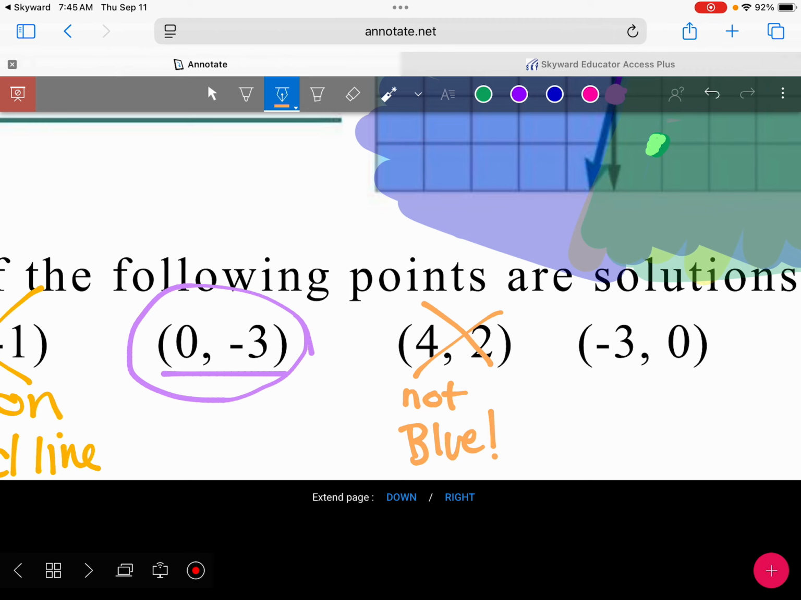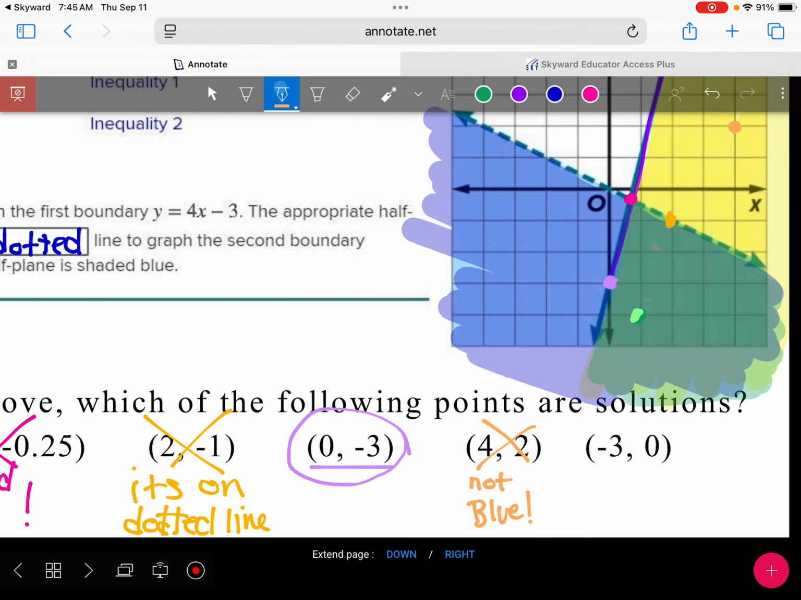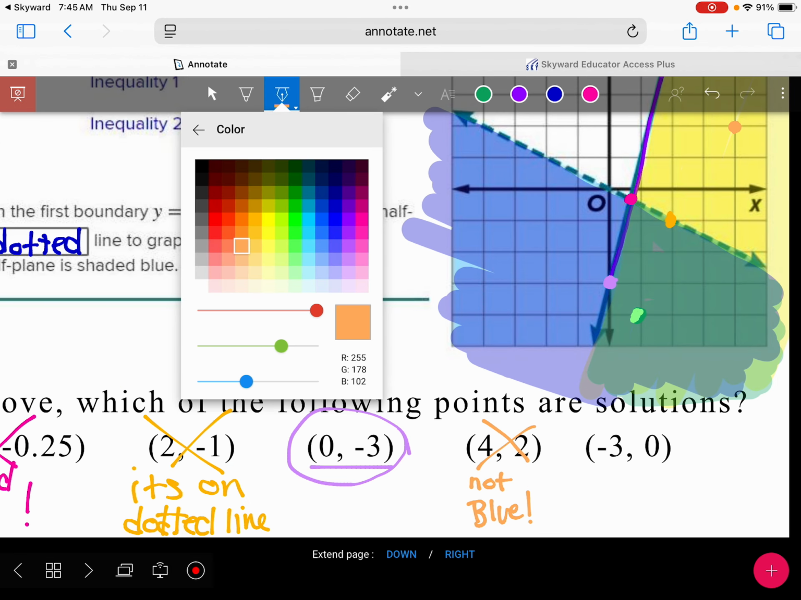You don't have to write descriptions of it. I'm just trying to put things up there saying why, in case they're not paying attention or have to look back at it later. Because things happen. Last one like this, and then we're going to go make our own.